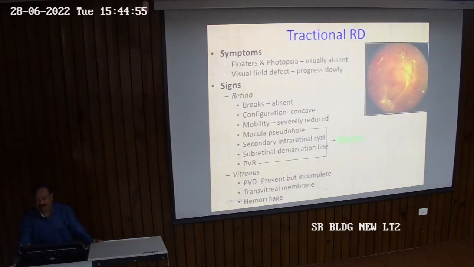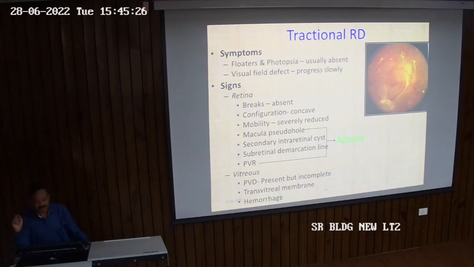The third type is the tractional RD. Traction means something is pulling, and when something is pulling, it is causing the detachment of the retina. Again, the patient may present with floaters and photopsia, but in 99% of cases it is absent, because tractional RD is a chronic disorder. It cannot occur acutely. Rhegmatogenous RD can occur acutely. A patient who slept well can wake up in the morning with an RD, but tractional RD cannot occur like this. Okay.